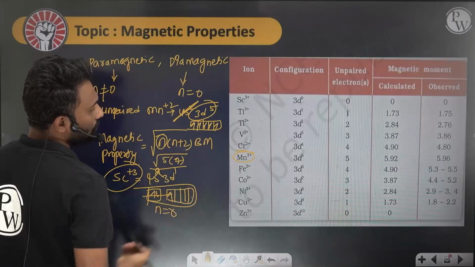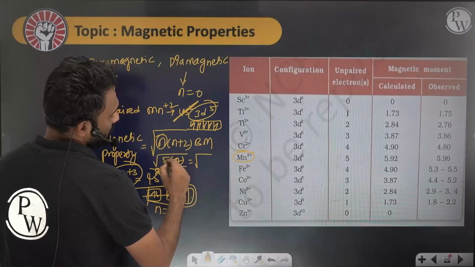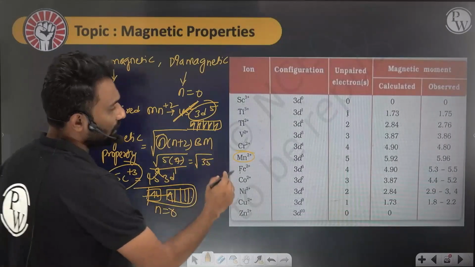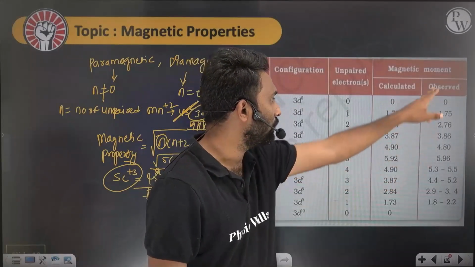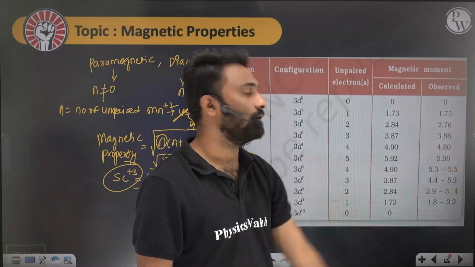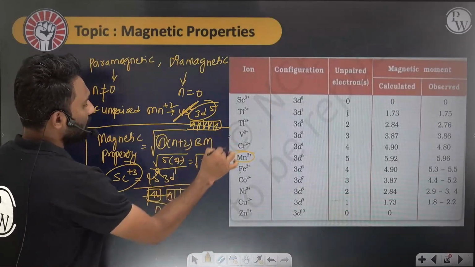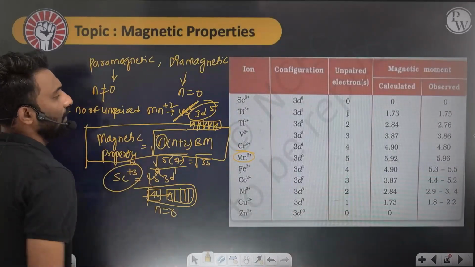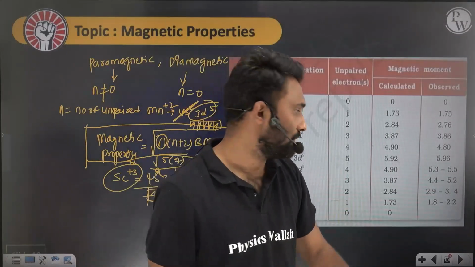7, how much is it? 35. The root of 35 is calculated, we get 5.92, and the observed value is 5.96. Now this is the formula to find out the magnetic property of any element, if they have given. Okay, next.